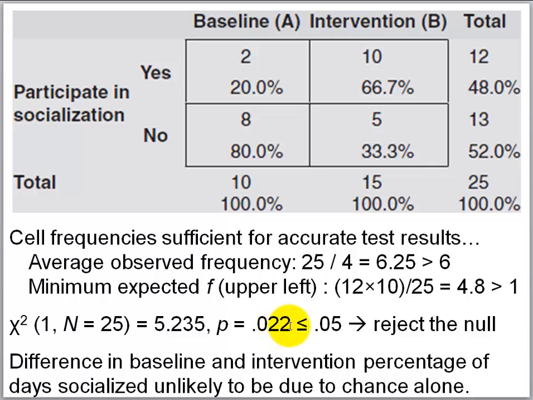The computer software package calculates the exact p. It's a non-directional p, and the 0.022 is less than 0.05. We'll presume 0.05 to be our selected significance level, so we reject the null. And we would conclude that the difference in baseline and intervention percentages with respect to days socialized is unlikely to be due to chance alone.